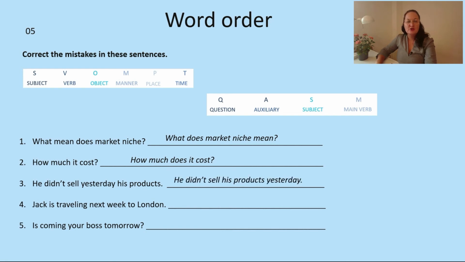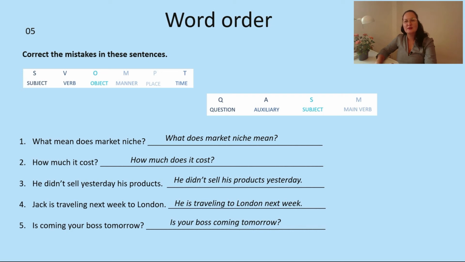Number 4. "Jack is traveling next week to London." "He's traveling to London next week." And number 5, "Is coming your boss tomorrow?" And the correct word order is "Is your boss coming tomorrow?" Alright, great job. I don't think it was too difficult.